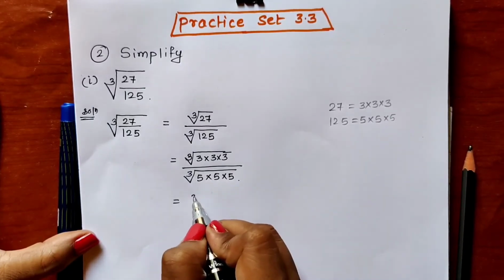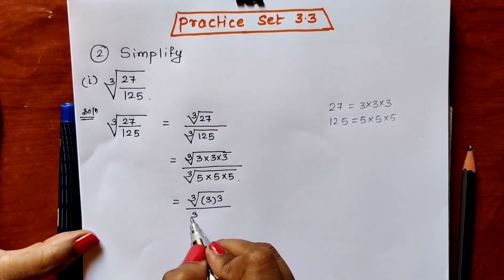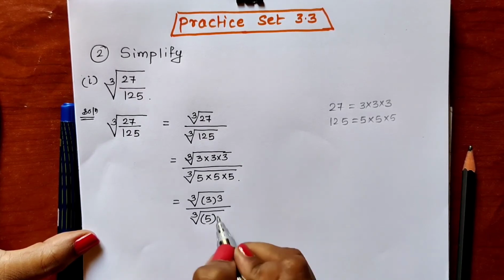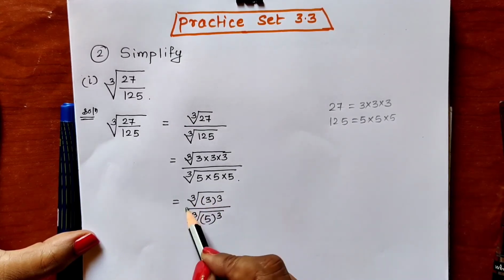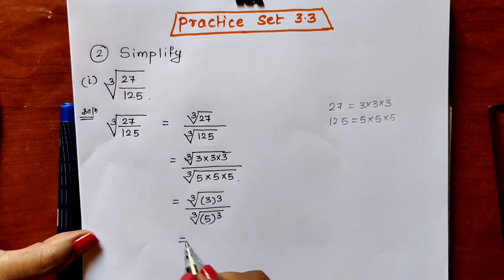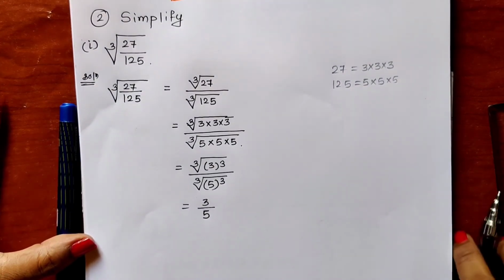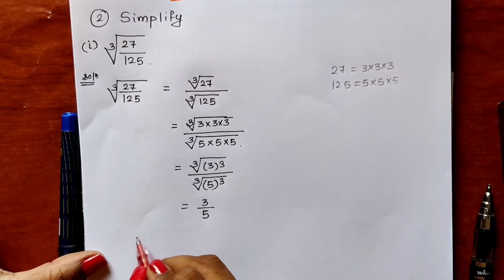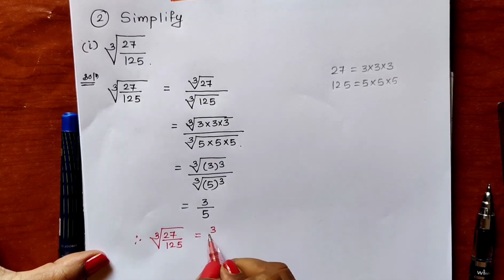So 3 into 3 into 3 can be written as 3 cube, and 5 into 5 into 5 can be written as 5 cube. And we all know cube and cube root cancel each other. This cube and cube root will cancel each other, and we will get only 3 in the numerator and only 5 in the denominator. So in this way we have got the answer as 3 upon 5. That means cube root of 27 upon 125 is equal to 3 upon 5.